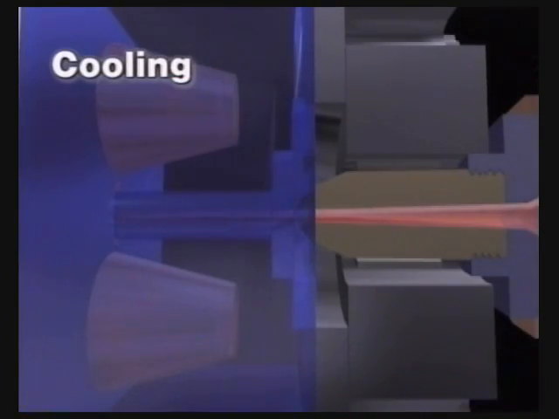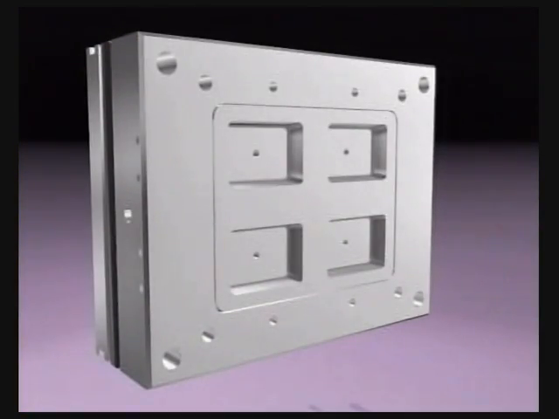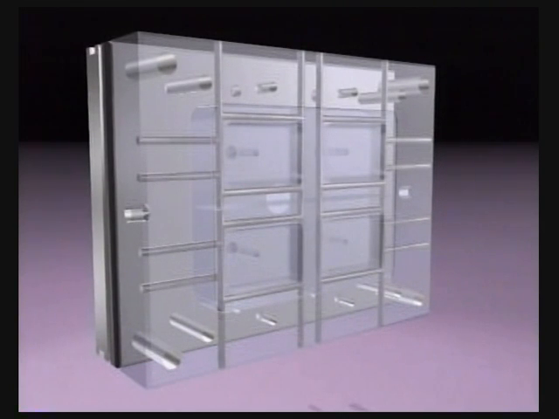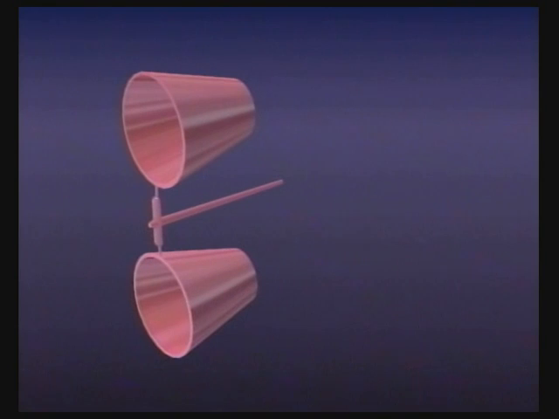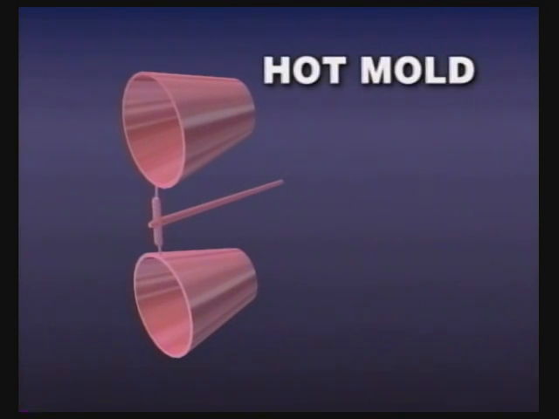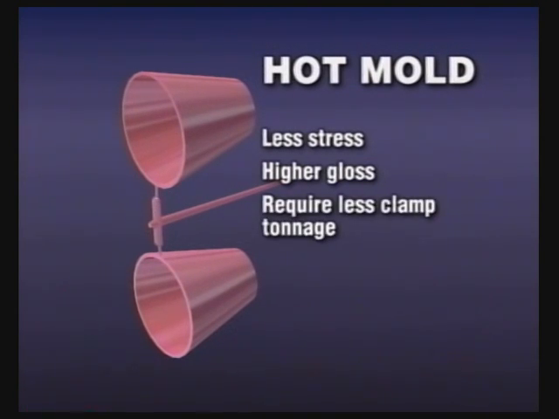During the final stage of cooling, mold temperature directly affects product dimensions and stability. An even distribution of water lines is needed to accurately control the process and part-to-part uniformity. A hot mold produces parts with less stress, higher gloss, and usually requires less clamp tonnage. The cycle time of the part will be longer. Depending on the part thickness and application, this may or may not be significant.